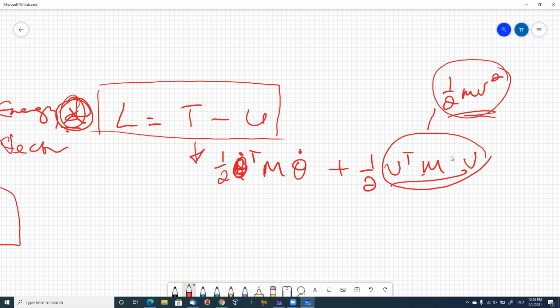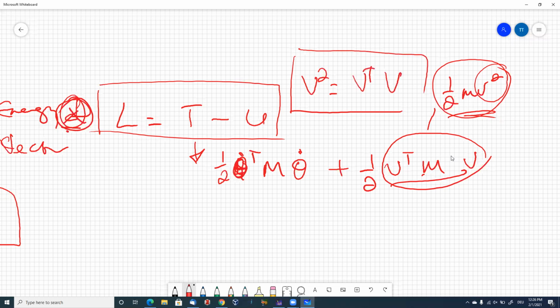But if it is a rigid body with a matrix, this v squared means, in matrix form, something like v transpose times v. This is how we represent a square in matrix. That's how it is.